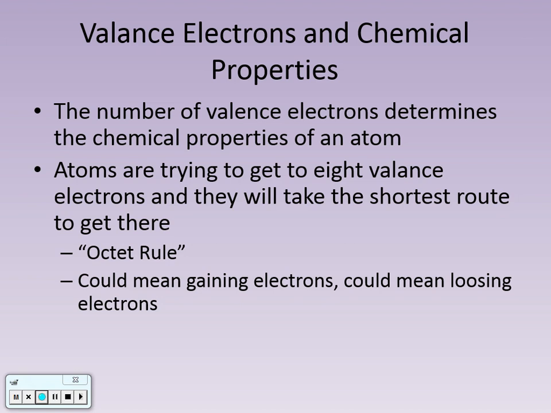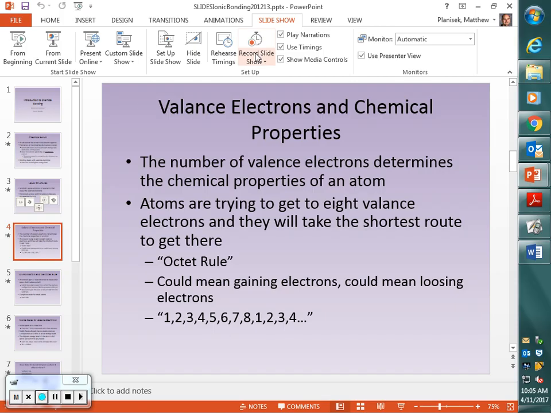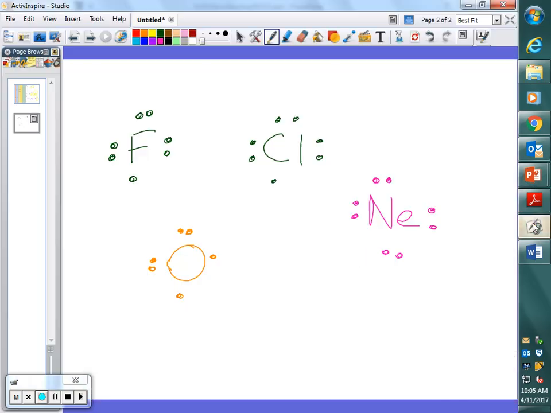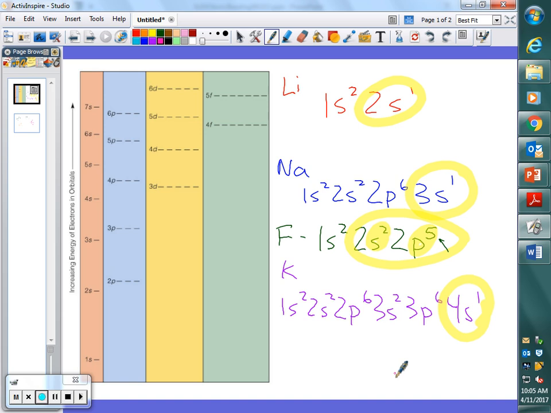All right, so let's go back to our electron configurations, and let's talk about fluorine. We just talked about fluorine, but let's talk about it again. Fluorine currently has how many valence electrons? 7. So to get to 8, it has to do what? Gain 1.